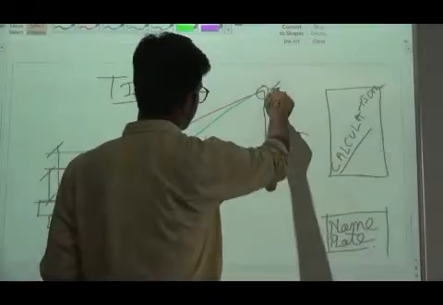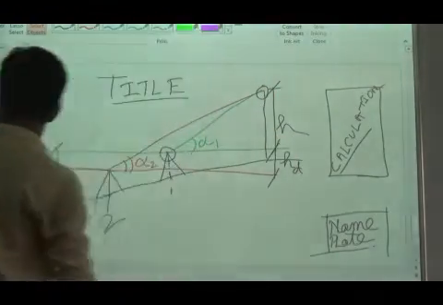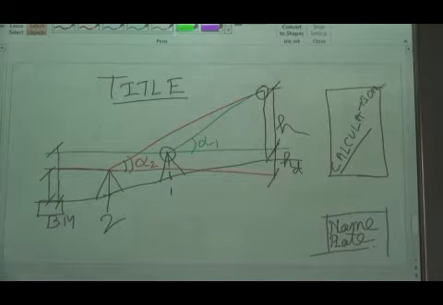This one is the H2. The total complete distance will be H2 minus H1, which will be HD. The calculation is completely brief here.